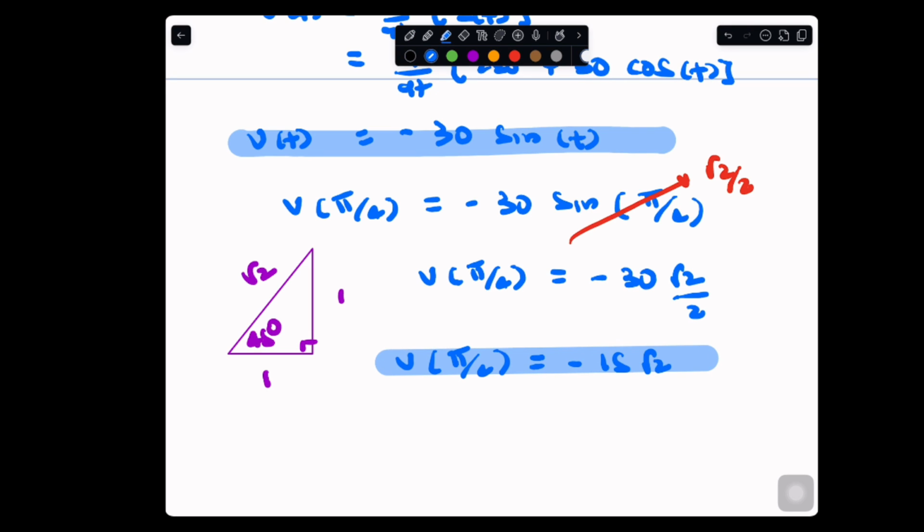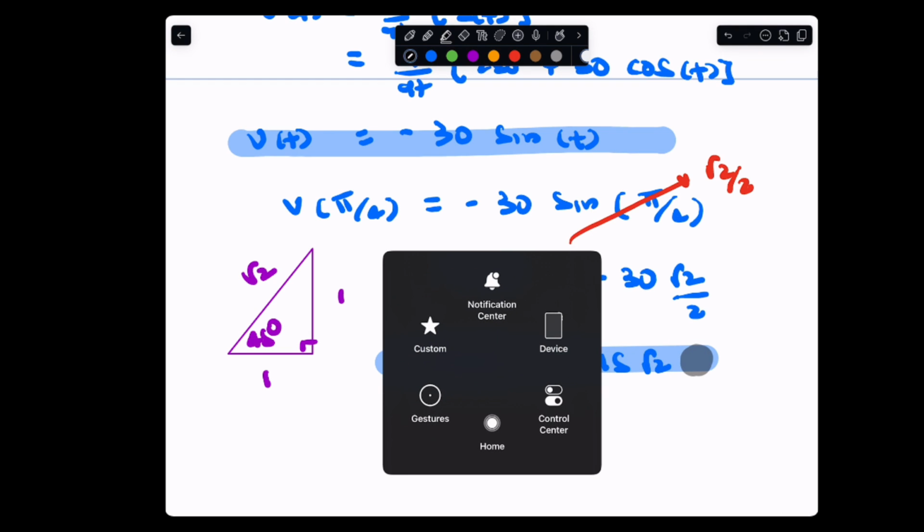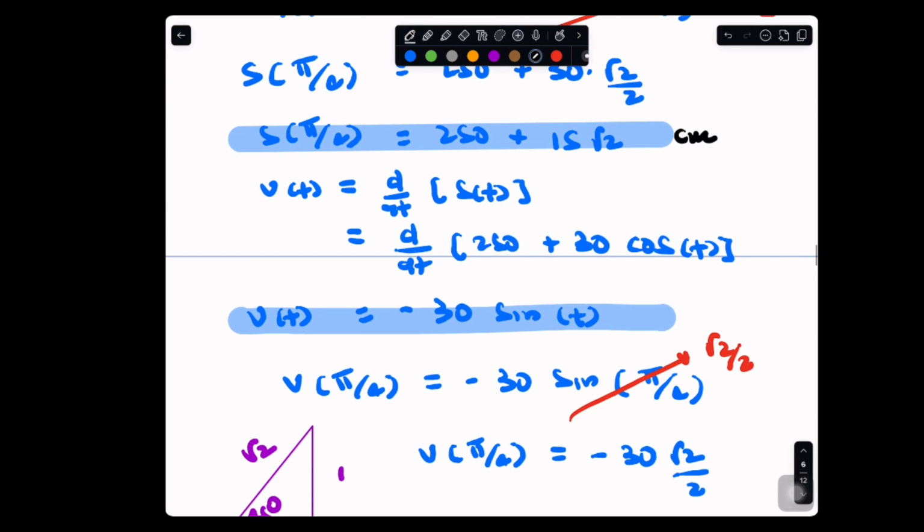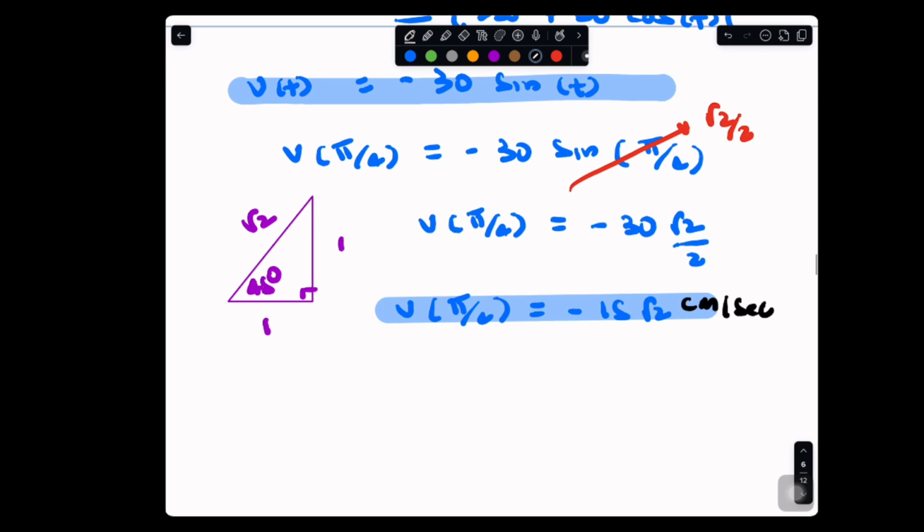And the units of velocity are meters per second. Yeah. Oh, centimeters. Let me go back. These are in centimeters, yeah. So my velocity is negative at that time.